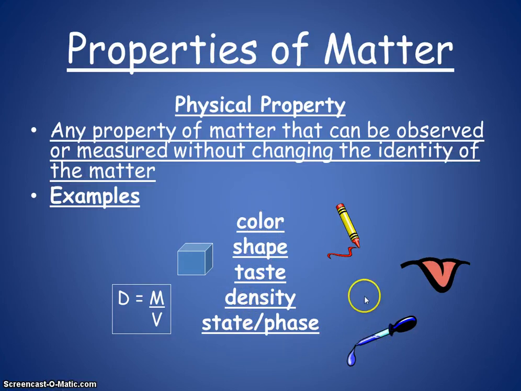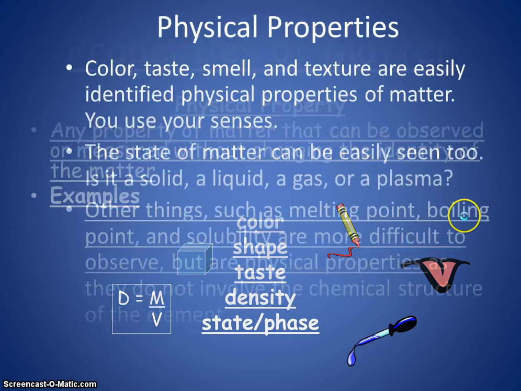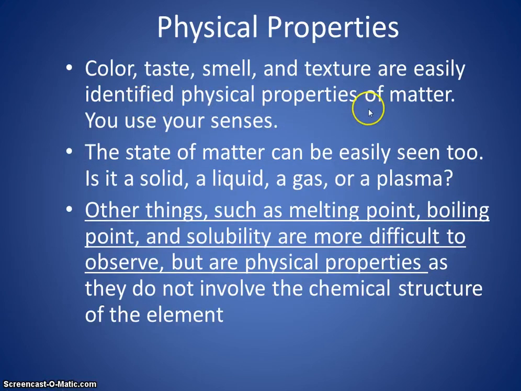Is it a solid? Is it a liquid? Is it a gas? That's all physical properties. Density being an interesting one that we will talk about specifically. Okay, so physical properties generally easily identified using your senses. Okay, you can tell what color it is, you can see how it tastes, you can identify the state of matter. Is it a solid? Is it a liquid? Is it a gas? All those things fairly easily seen.